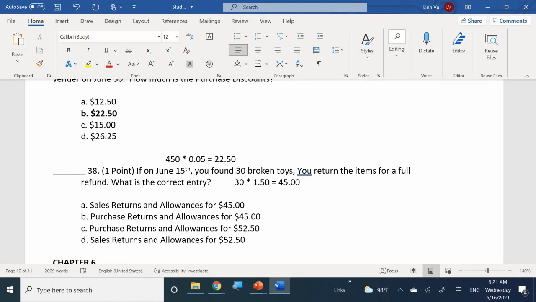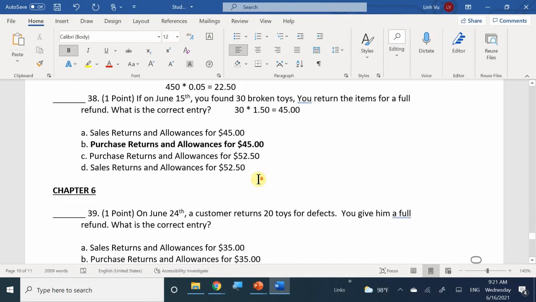In this case, we need to look at context. Sales returns and allowances is when we're dealing with the customer. In this case, you are not returning toys to a customer, so A and D are eliminated. Now, if you calculated this correctly, knowing that you can only return the actual original purchase price, not including freight, then yes, B should be the correct answer. If you calculated with the freight, then you would get C. But in this case, you're correct. It is B. We're looking at just the original purchase unit price, which is $1.50.